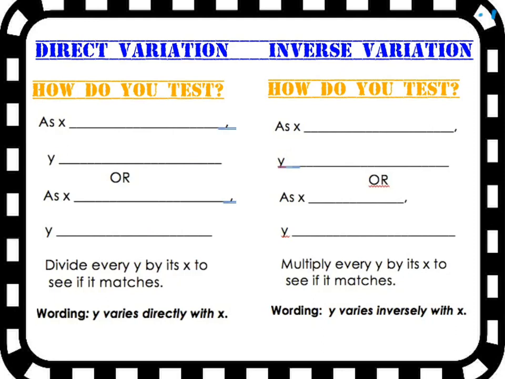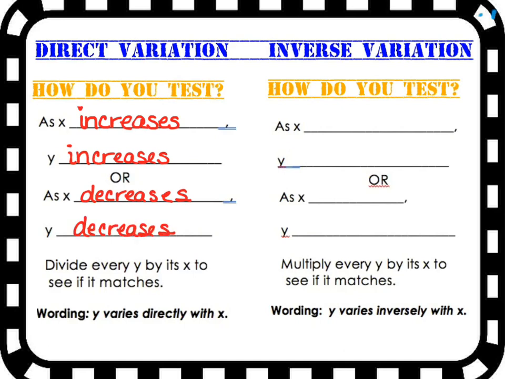So basically what we see with direct variation is as x increases, y increases. So think of a line. As you go down the x-axis, the y value gets higher and higher. Or as you go to the left or to the negative values, as x decreases, so does y. So they do the same thing.